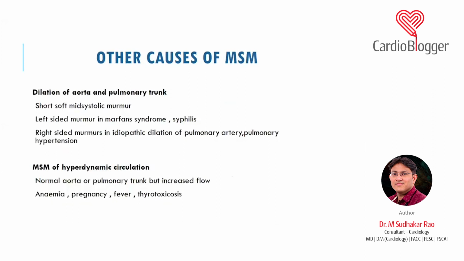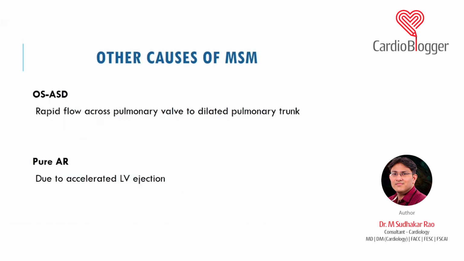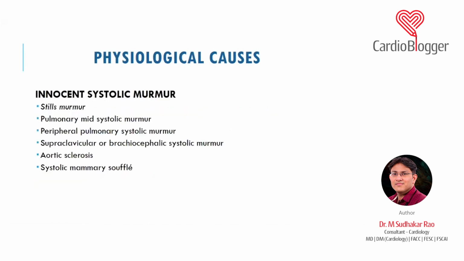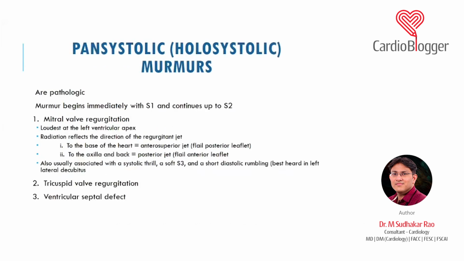Other functional causes, like a dilated aorta or dilated pulmonary trunk, I already discussed, and you can get them in hyperdynamic circulations like anemia, pregnancy, thyrotoxicosis and fever. There are other things like flow murmurs. We know in patients with ASD, VSD and PDA, you may get increased flow murmurs. Or in a patient with aortic regurgitation, because of increased flow through the aortic valve, you get a murmur like aortic stenosis, but it's not an organic aortic stenosis. Then there are murmurs known as physiological causes, also known as innocent murmurs or Still's murmur, like the peripheral pulmonary stenosis murmur, supraclavicular murmur, mammary souffle. So these are the physiological causes.